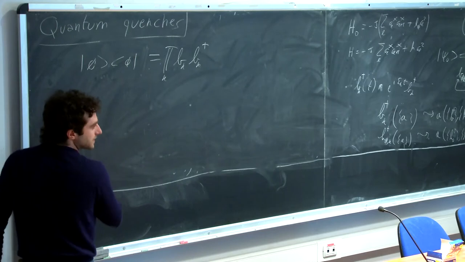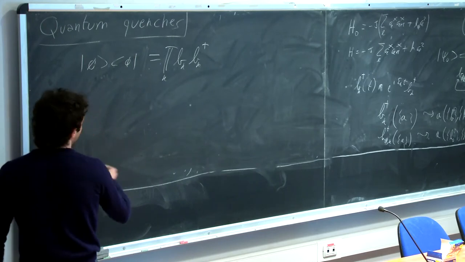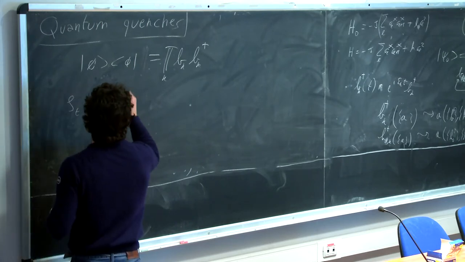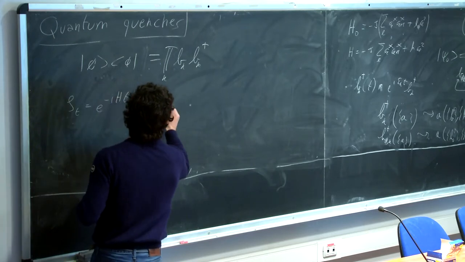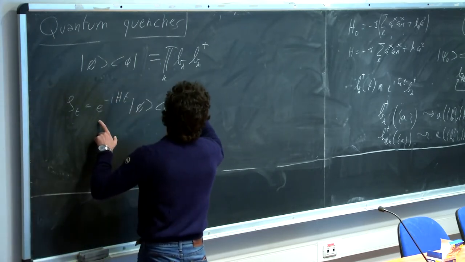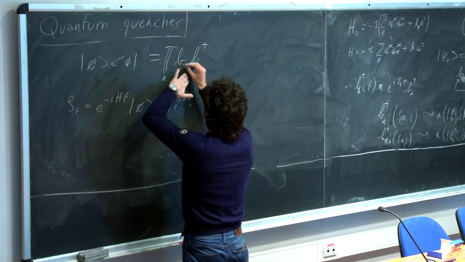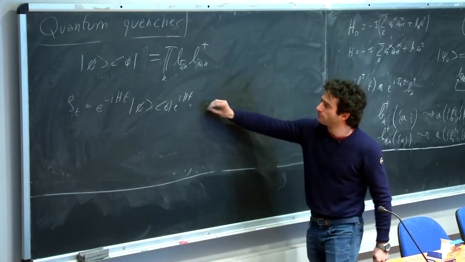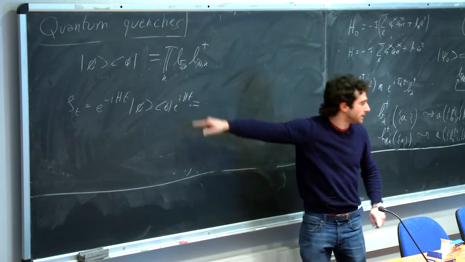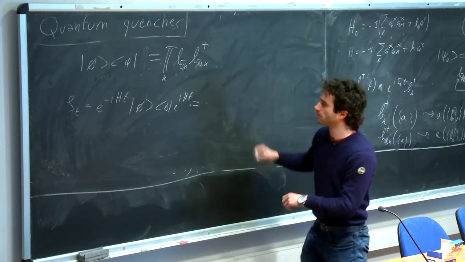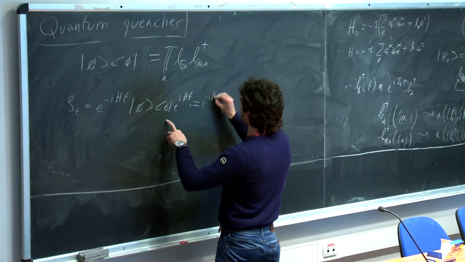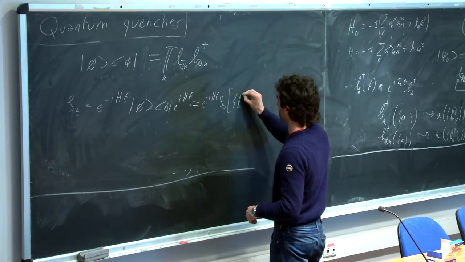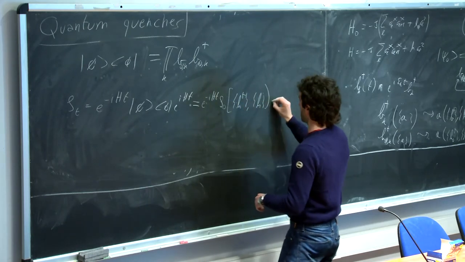Now we have to consider the time evolution of the state, because we want the state at time t. So the density matrix at time t is equal to e to the minus iHt, vacuum, e to the iHt. Well, this is b0, the ground state of the original Hamiltonian. So what I have to do is write b0 in terms of b. So I have to write e to the minus iHt, then the density matrix at time zero as a function of b dag and b, e to the iHt.